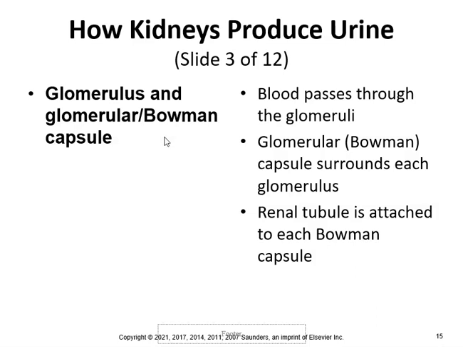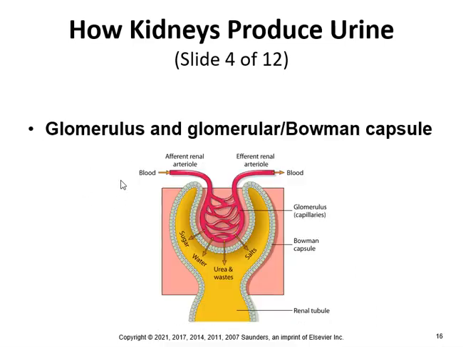Now the glomerulus and the Bowman's capsule, blood enters through the glomeruli. Now the glomerular or the Bowman capsule surrounds each glomerulus, and the renal tubule is attached to each Bowman capsule. Again, if you wanted to go on YouTube and see, just type in how urine is formed. There's good videos on that. Again, I'm not going to quiz you on that because that would be physiology and anatomy. I just need you to learn the terminology. Glomerulus and glomerular Bowman's capsule.